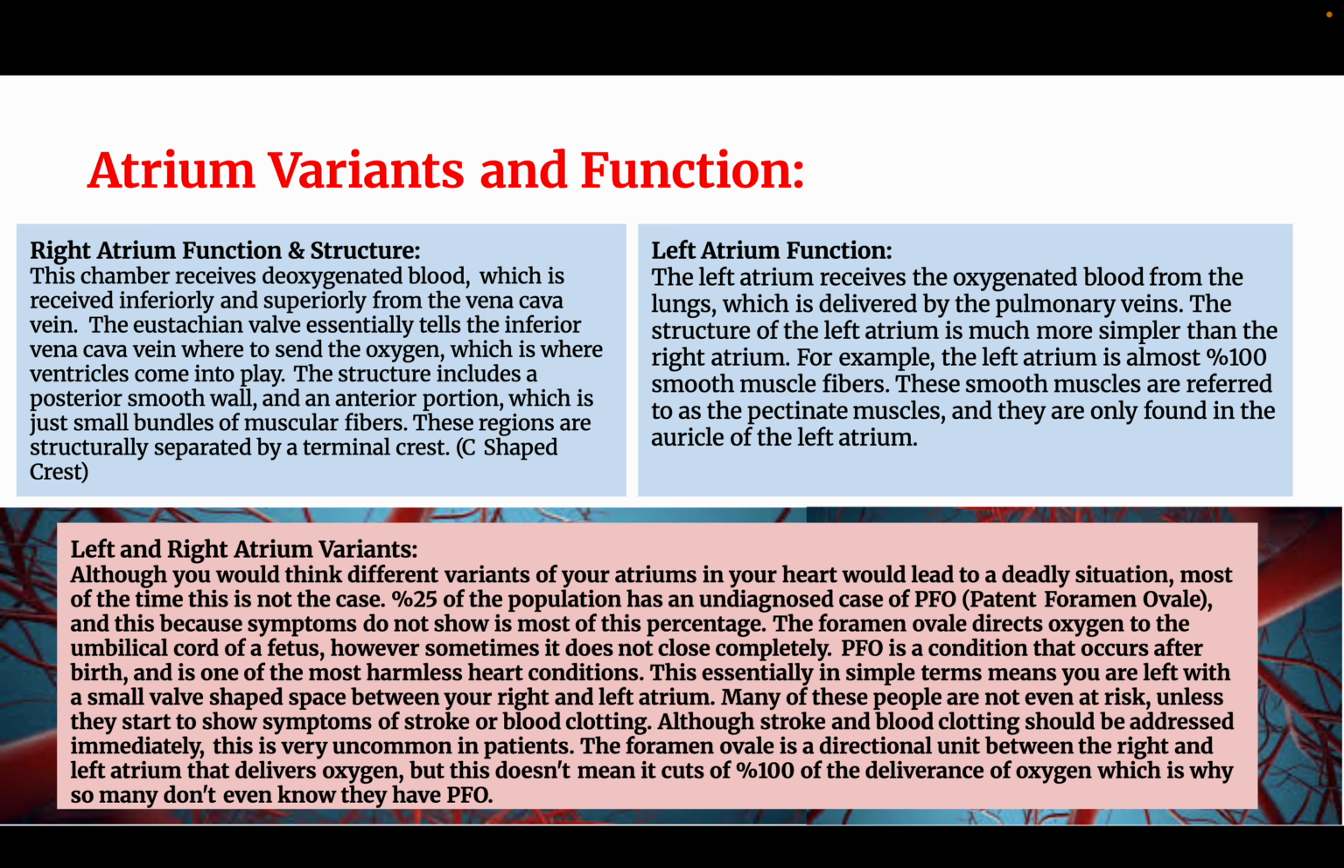The left atrium is quite the opposite. It receives the oxygenated blood from the lungs, which is delivered clearly by the pulmonary veins. The structure is way simpler than the right atrium because it's almost 100% smooth muscle fibers, and it's only found in the auricle of the left atrium.